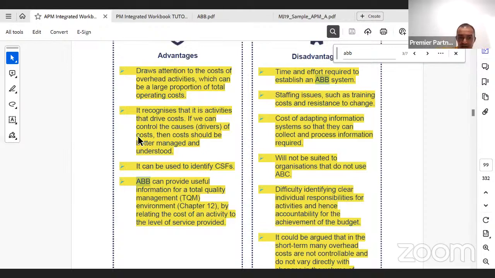Recognizes that it's activities that drive cost. If we can control the activities, the costs could be better managed and understood. So that is what is part of ABM also. It can be used to identify critical success factors. What are those factors that are important to the organization? For a hospital, is hygiene important? And hygiene is related to cleaning. Cleaning is overheads. Understand?